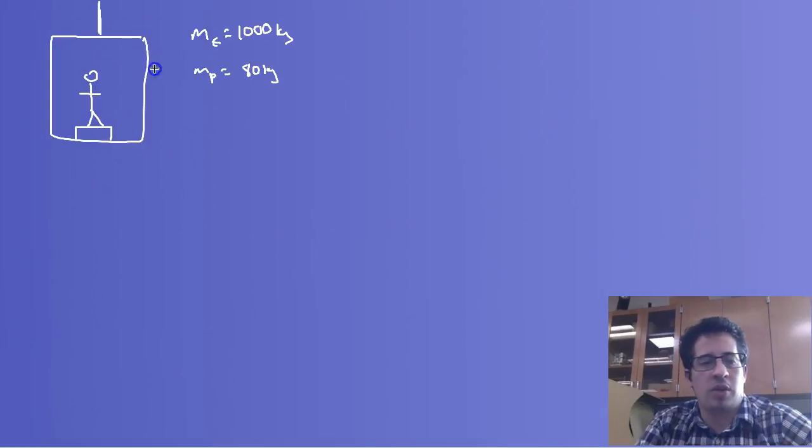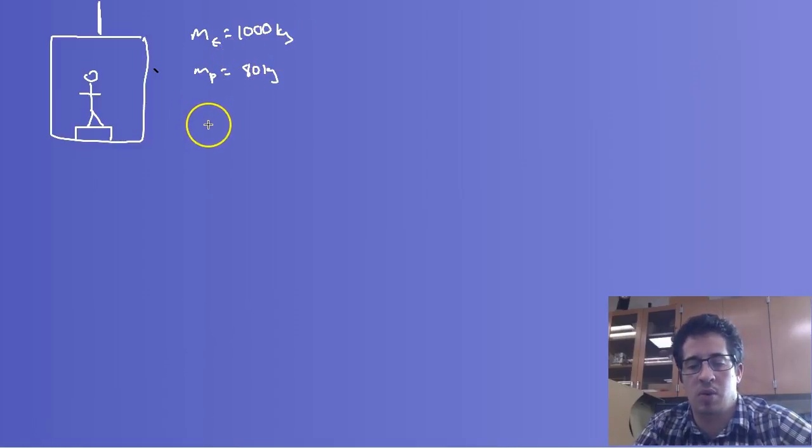I have another scenario with an elevator. You have a person standing on a scale in this elevator. They have a mass of 80 kilograms. The elevator has a mass of 1,000 kilograms. And what I want to do is find their weight, so not their weight. Let's think about it like this.